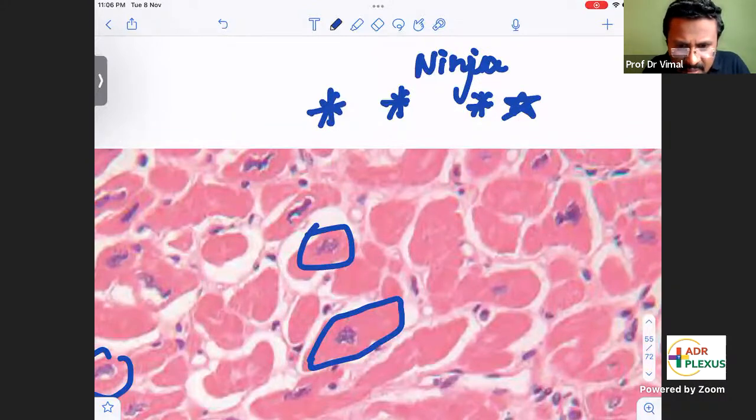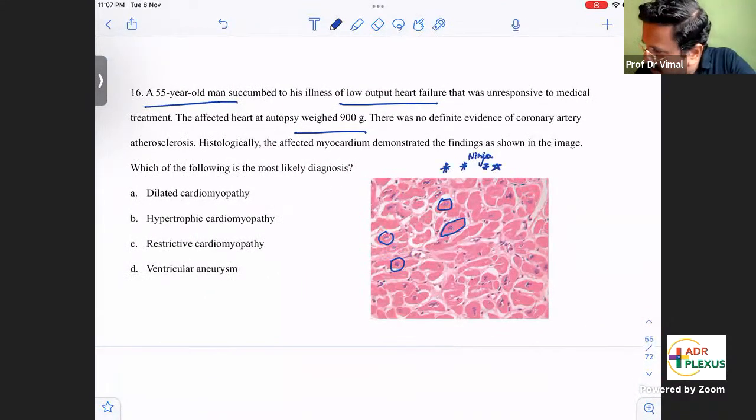Many people have mentioned it as yes, ninja star. And what diagnosis do you want to make? Yes, this is a case of ninja star appearance, and with this ninja star appearance, the myocardial fibers hypertrophied and the heart weighing 900 grams, please remember it is dilated cardiomyopathy. Those who marked it as hypertrophic, please correct it. This is dilated cardiomyopathy. Only in dilated cardiomyopathy will you get the ninja star appearance.